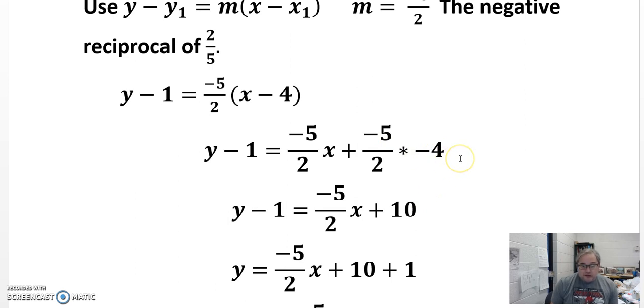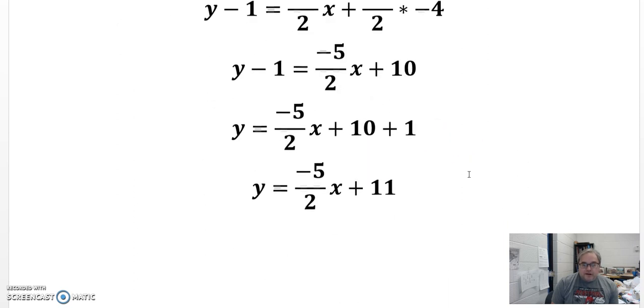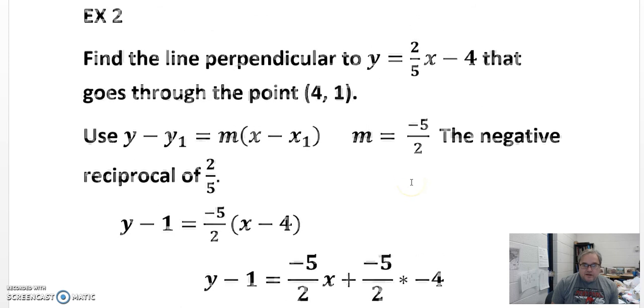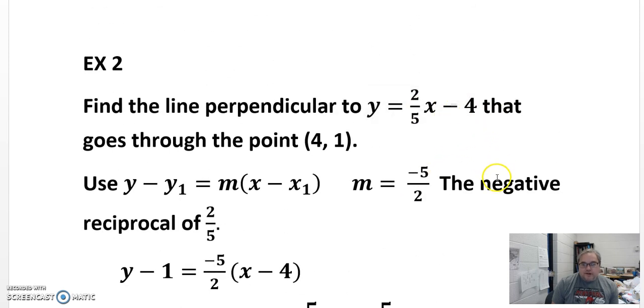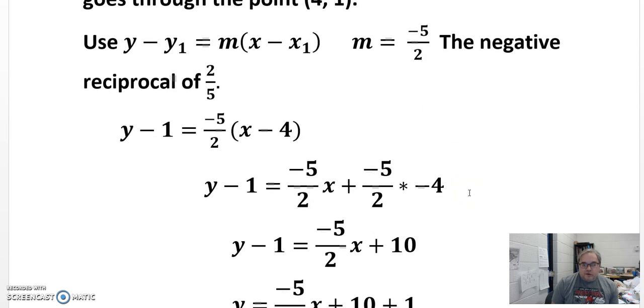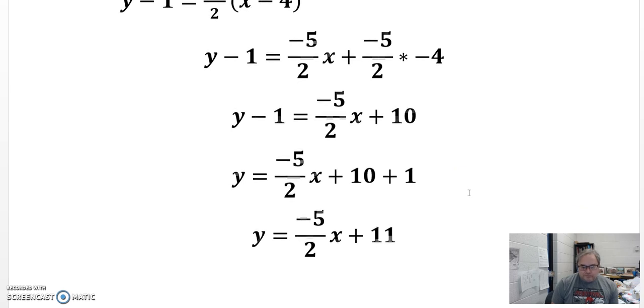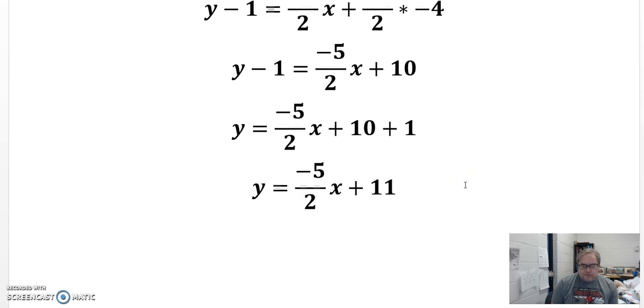That gets the numbers down smaller. I could just take negative 5 times negative 4, which is a positive 20, divided by 2 is 10. However you want to get there, that's how you have to think. And if I keep simplifying, I get my line is y equals negative 5/2 x plus 11. So this line and this line are perpendicular to each other. They are going to cross at right angles.